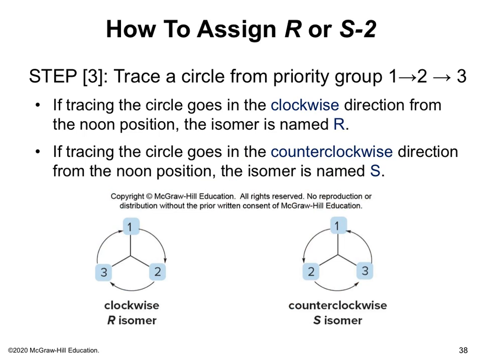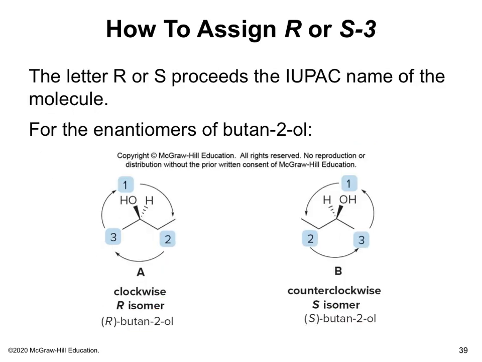Okay. So yes, you want to trace, so this is one thing we agree with. Clockwise is R, counterclockwise is S. And so here we have our priorities 1, 2, and 3, and that is R. And since your hydrogen's number 4 and it's on the dash, so it's already in the back, R will stay R. Here, 1, 2, 3, and hydrogen's in the back, so S will stay S.